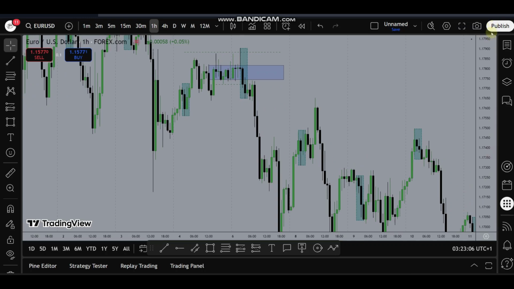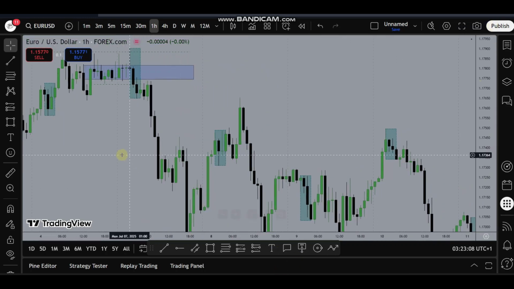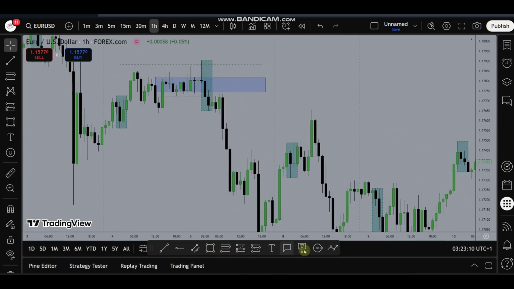Let me enlarge this so you can see. You can see that the high of this candle closed above this guy, so immediately price closed below, it came back to tap into this guy before beginning to make a massive sell.